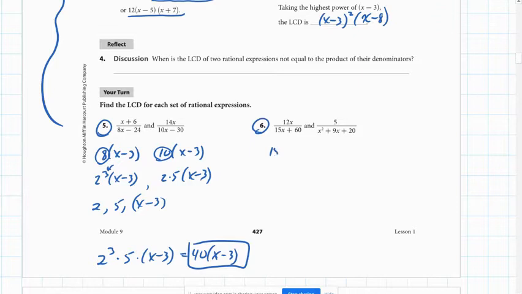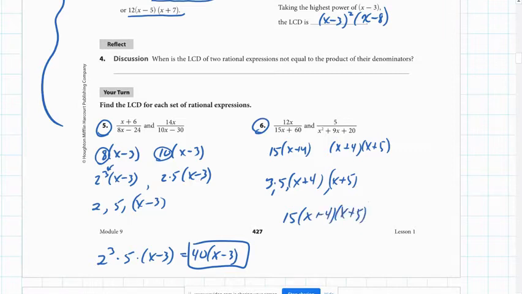Okay, so this first denominator is 15 times x plus 4, and the second denominator is x plus 4 times x plus 5. And so our different denominators, 15 is 3 times 5, and x plus 4. So we have 3, 5, x plus 4, and x plus 5. Those are our different factors. None of them are repeated. Well, x plus 4 is repeated, but the highest power we see is first power. So our common denominator is going to be 15, x plus 4, x plus 5.